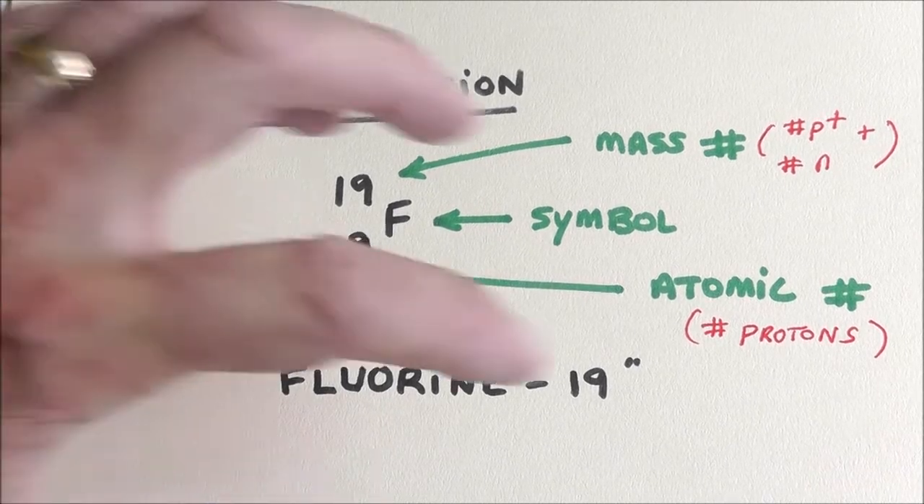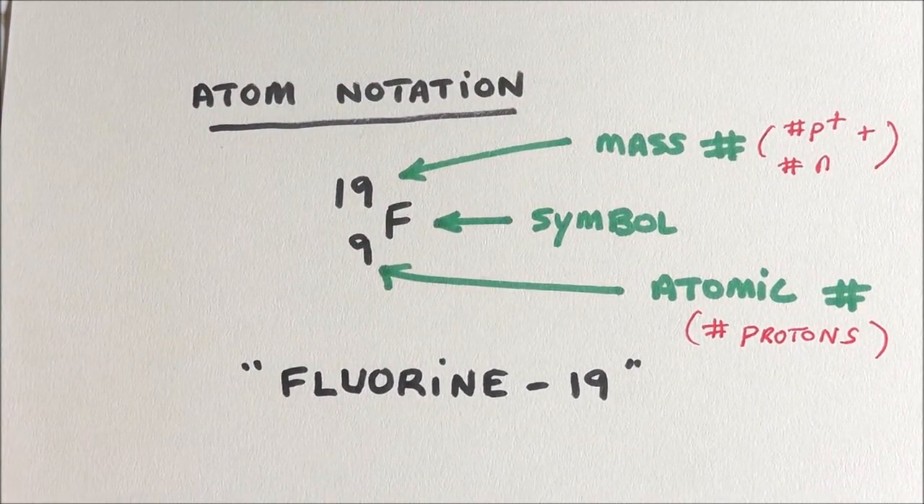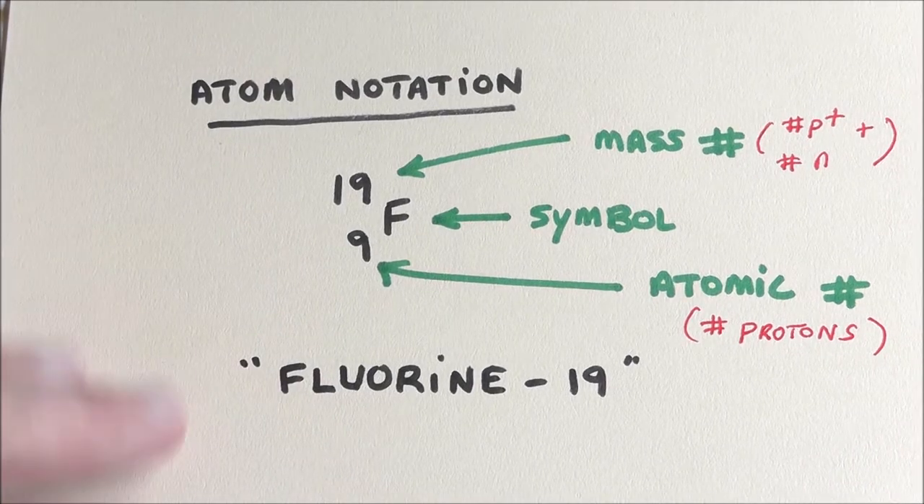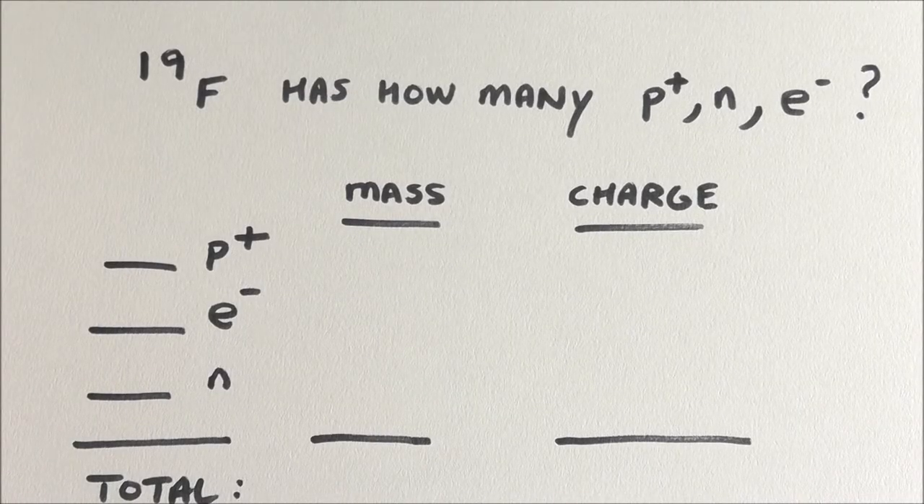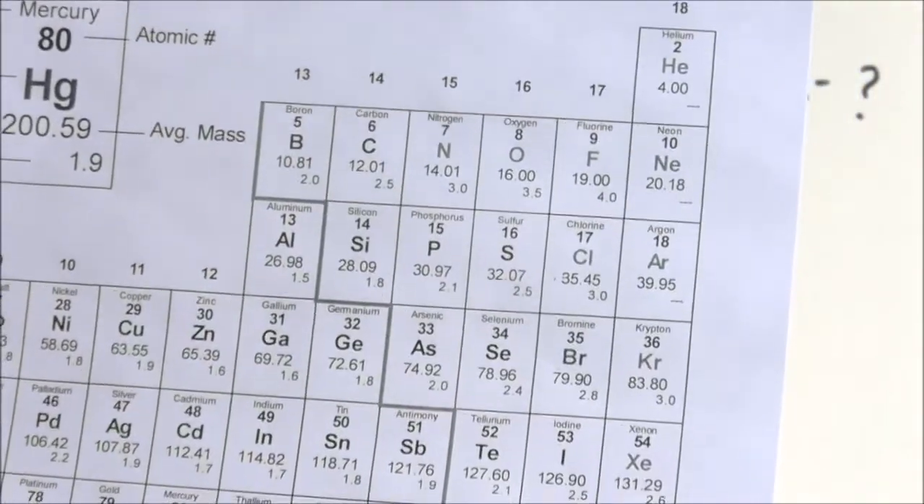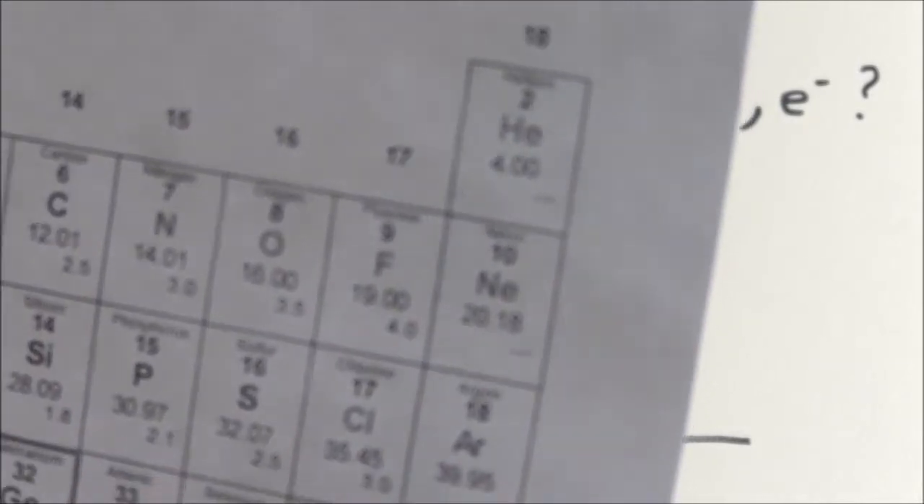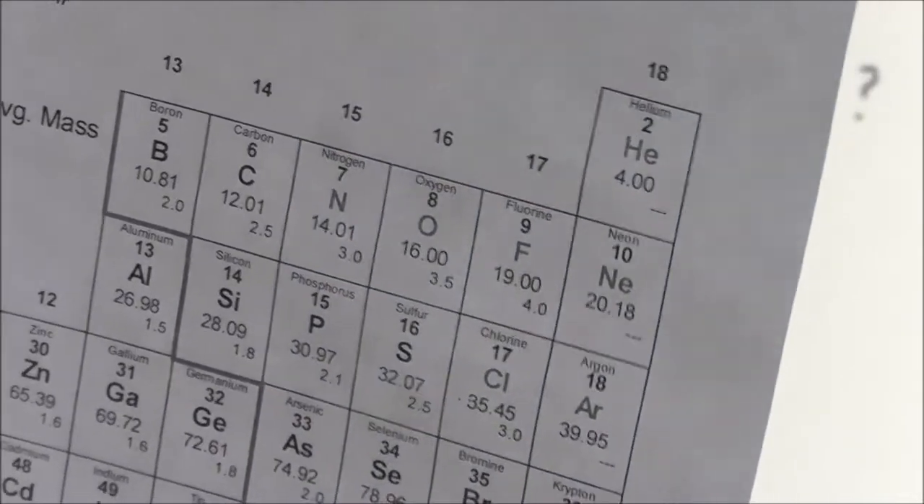So let's really dig into what's in an atom, and let's use fluorine-19 as our example next. Fluorine-19. Our task is how many protons, neutrons, and electrons are in that atom. Now, do you notice I didn't write the atomic number? That's because if we use our friend, the periodic table of the elements, let's go locate exactly where fluorine is, right there.